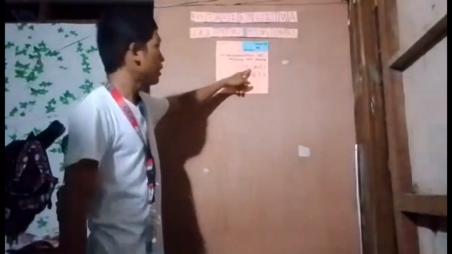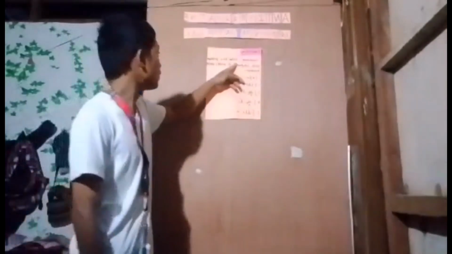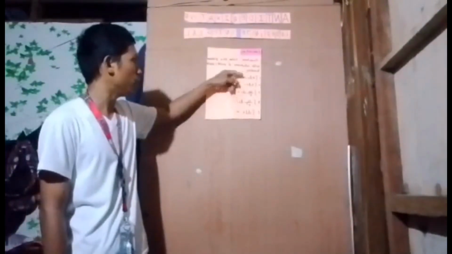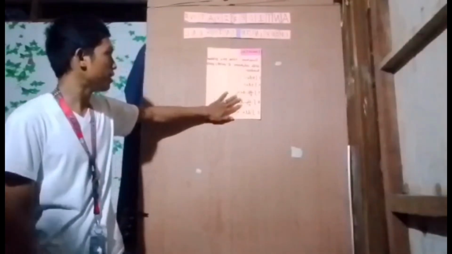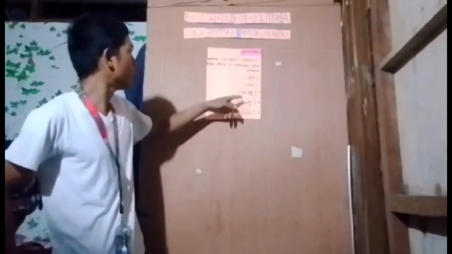Review of our lessons. One representative to answer these questions. Okay, very good. For your evaluation, the direction is to solve the problem with solutions, 5 points each number. It has 5 items of problems, so the total points is 25. That's all for our topic this morning.